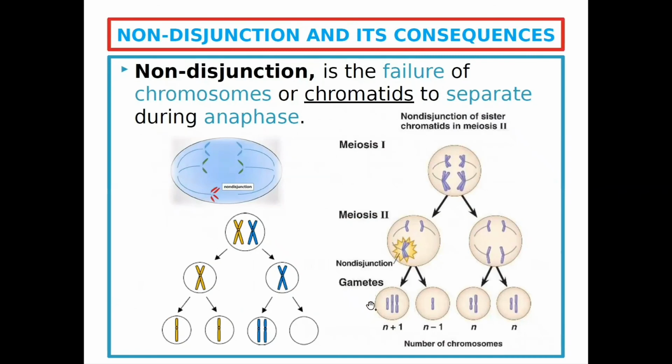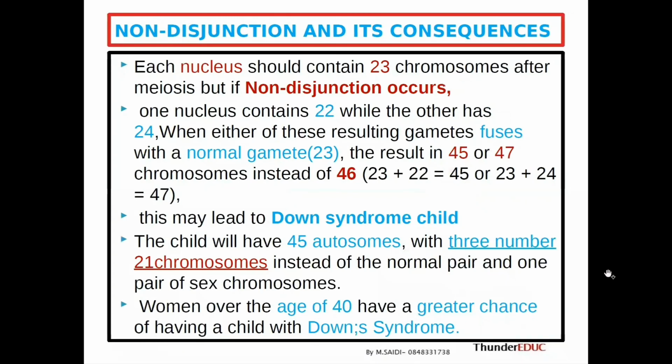Here, if this one fuses with a normal one, there will be 1 extra. So it was 46 plus this one, making 47. So 23 plus this one being 24 gives 47. This one is short, okay? So 23 becomes 22, and you fuse with a normal one, giving 45. Okay, so that's what this actually means. This may lead to a Down syndrome child.